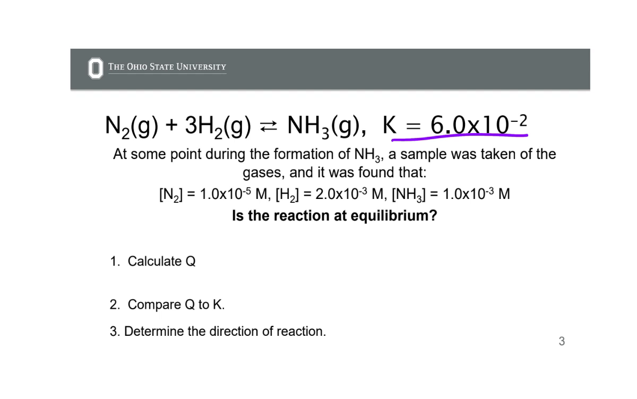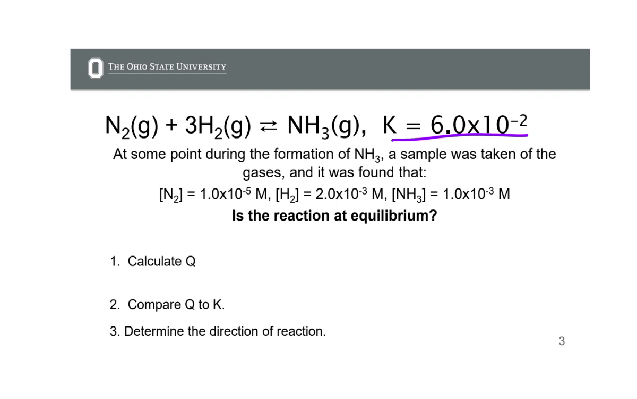So at some point during the formation of ammonia, we take a sample and we find that we have 1 times 10 to the minus 5 molar nitrogen, 2 times 10 to the minus 3 molar hydrogen, and 1 times 10 to the minus 3 molar ammonia. And so the question is, is the reaction at equilibrium? So we're going to use these concentrations that were given in Q. They may or may not be equilibrium concentrations. That's what we're trying to figure out.